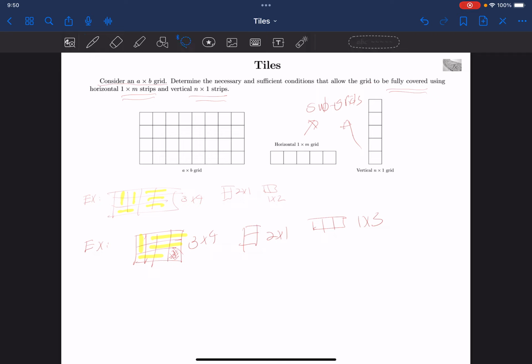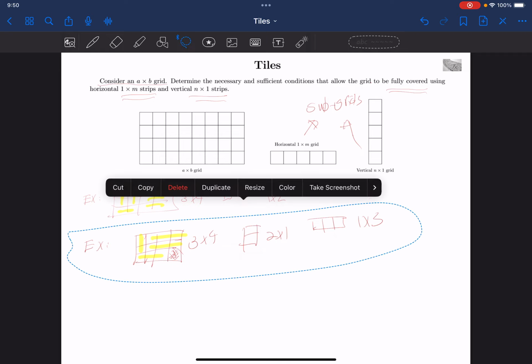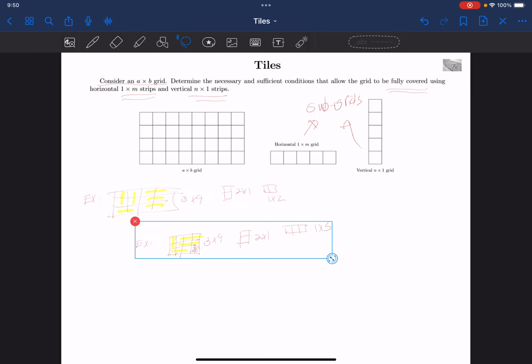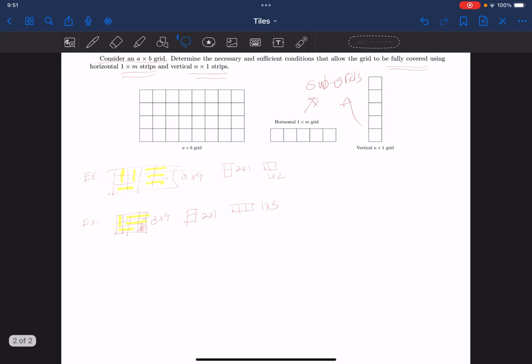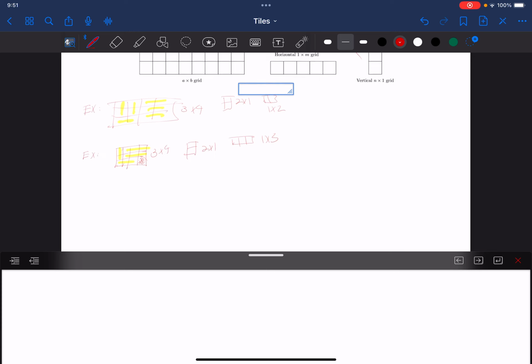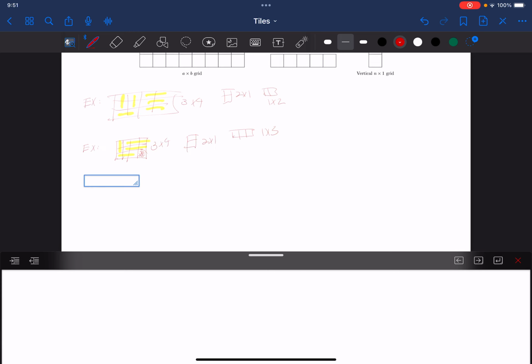So this is an example that shows that it's not always possible. You can try different ways and just convince yourself that this is really the case. I cannot cover a 3 by 4 grid using 2 by 1 and 1 by 3 subgrids. Okay, the question is asking about a necessary and sufficient condition, right? So let me give you a sufficient condition right away. It's simple and it's easy to guess.